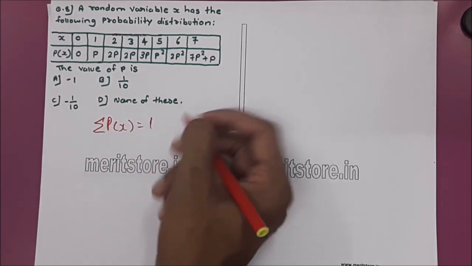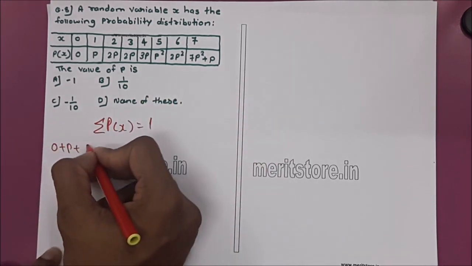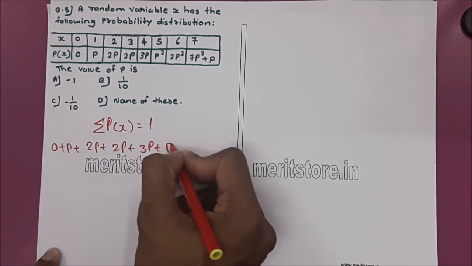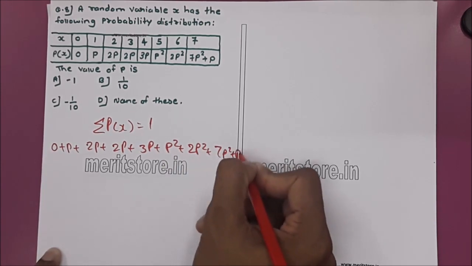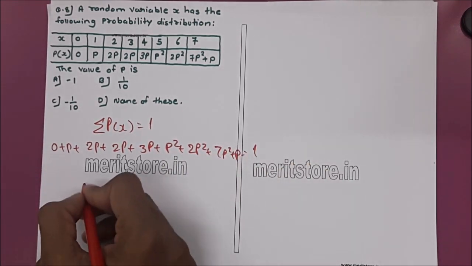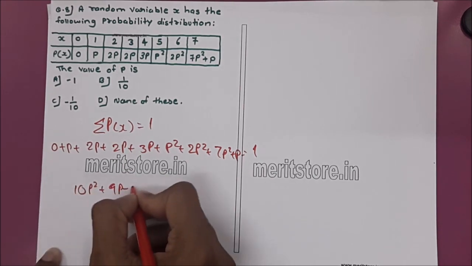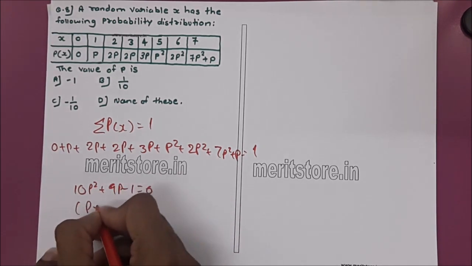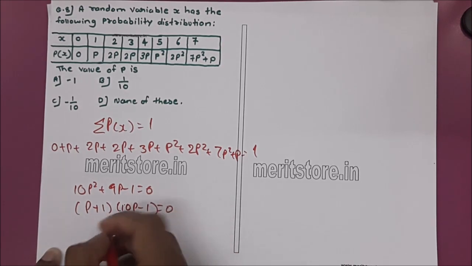We know that the summation of p(x) is equal to 1, that is, unity. So we add all the probabilities: 0 plus p plus 2p plus 2p plus 3p plus p square plus 2p square plus 7p square plus p equal to 1, which gives 10p square plus 9p minus 1 is equal to 0. So we get a quadratic equation; we solve it and get (p plus 1)(10p minus 1) equal to 0. So we get p is equal to 1 by 10.